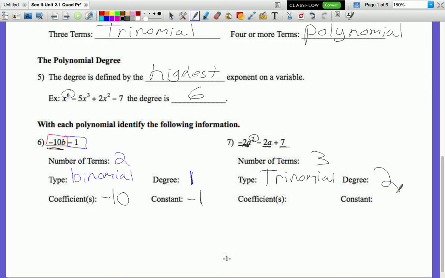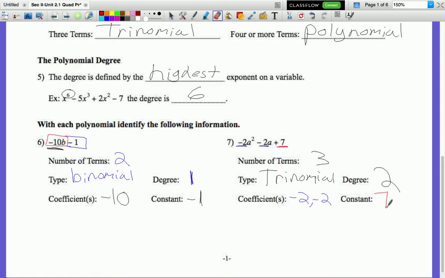Coefficient, any number in front of a variable. There's actually 2 on this one. So if we erase this real quick, our 2 coefficients are right here and right here. So -2, -2. Those are our 2 coefficients. Our constant comes from having a number without a variable, which is that one right there. So it is 7. So those are the 5 main parts of a polynomial.